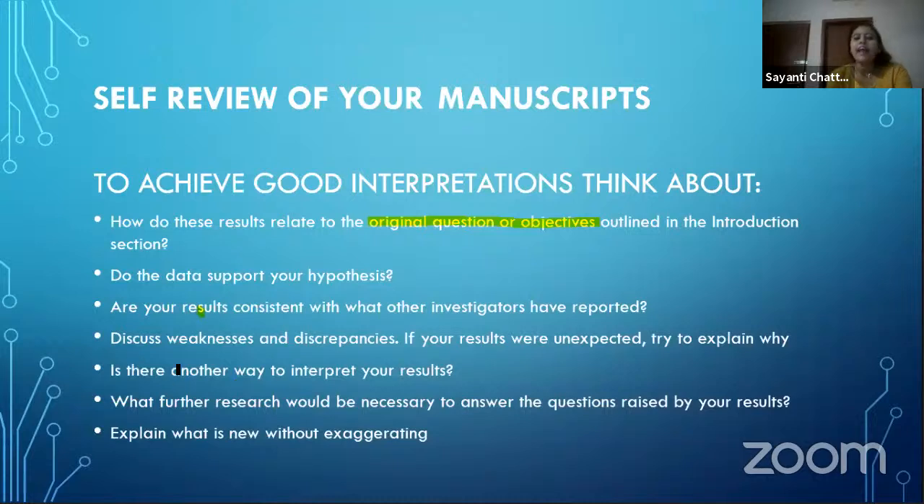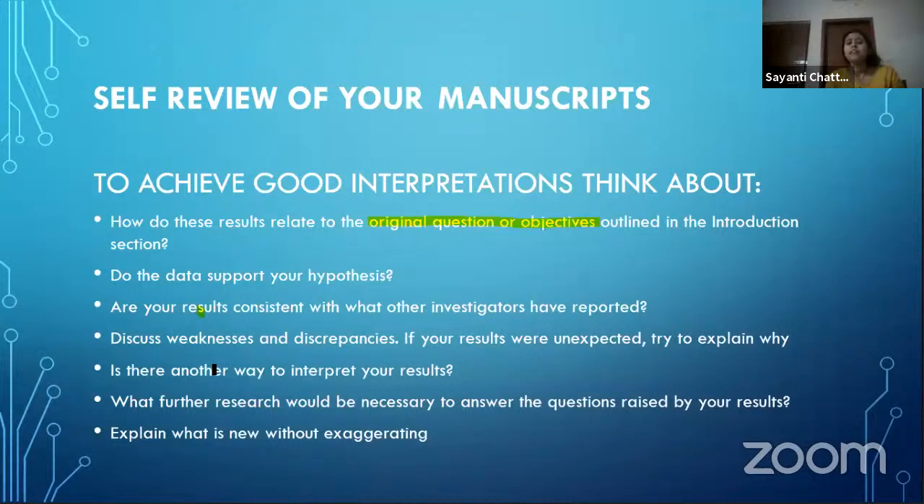Then is there another way to interpret your results? If you are not satisfied, you check the result 5 or 6 times, or maybe 100 times, and check whether there is any other way to interpret the result. Sometimes the result gives the same value, but the speed of giving the result is more. That is also one finding for your thesis.